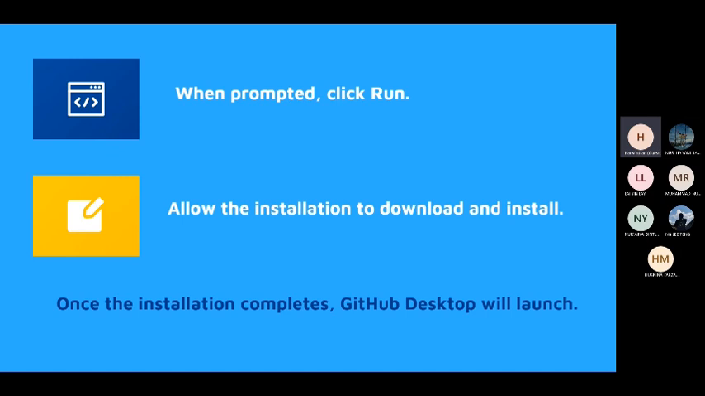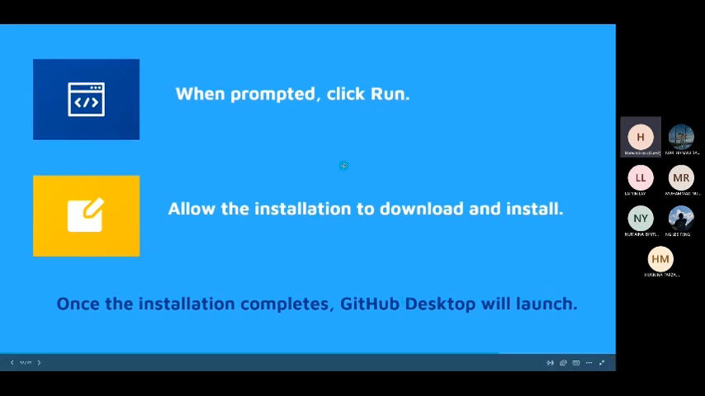Then when prompted, click run. Allow the installation to download and install. Once the installation completes, GitHub Desktop will launch. So these are the steps to install GitHub on your desktop.